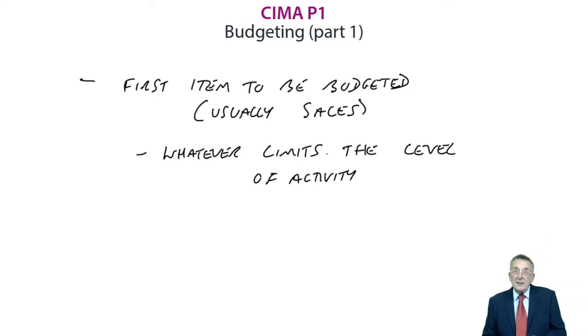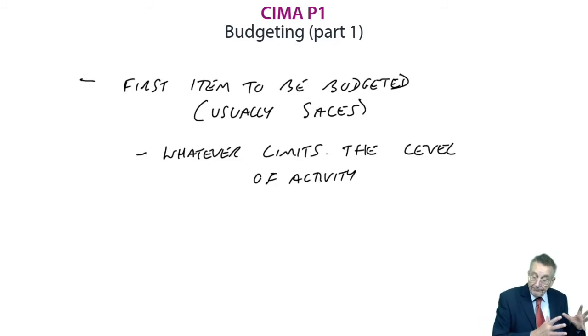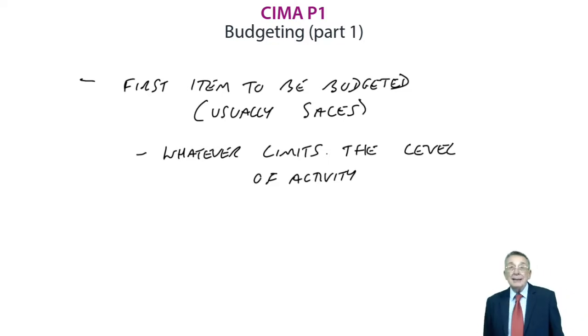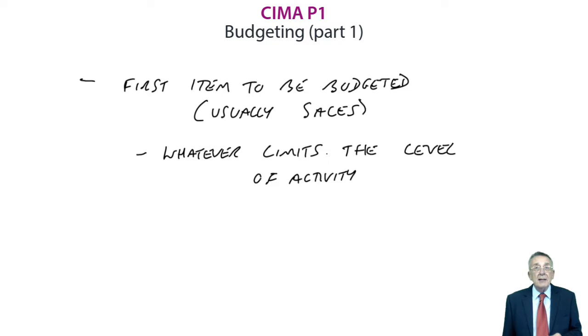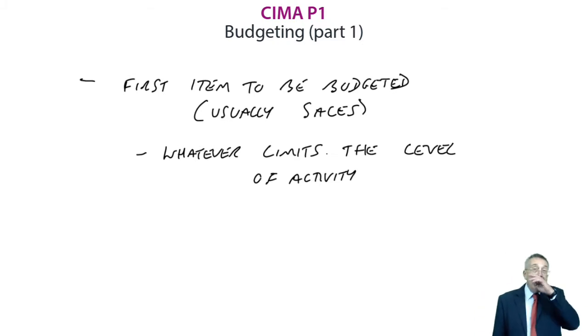It's whatever limits us. So it could be that the materials are limited, therefore we can only make so many desks, therefore we're going to sell so many desks, and so on. It could be that the amount of labour available is limited. Well, the first thing we need to do is decide what is the limiting factor. Maybe it is sales, but maybe it's wood, and so on. We'll budget that first, and then we can carry on and do all our other budgets.